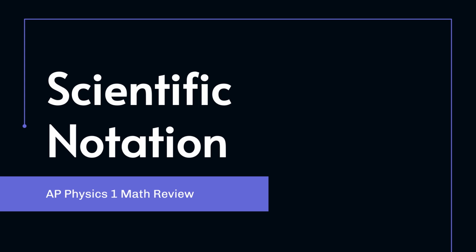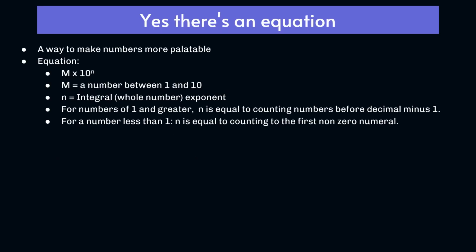So let's move into the overview of scientific notation. Yes, there is actually an equation for scientific notation. You probably have either never seen it before or you just really never thought about it after seeing it the first time. But there is an actual way to make a number into scientific notation. So this is a way to make numbers more palatable, or just easier to talk about, essentially.